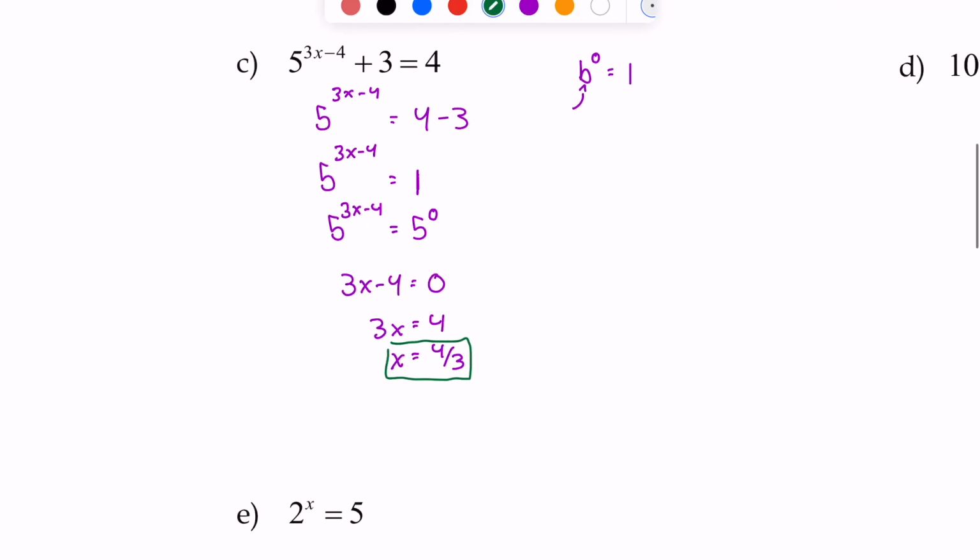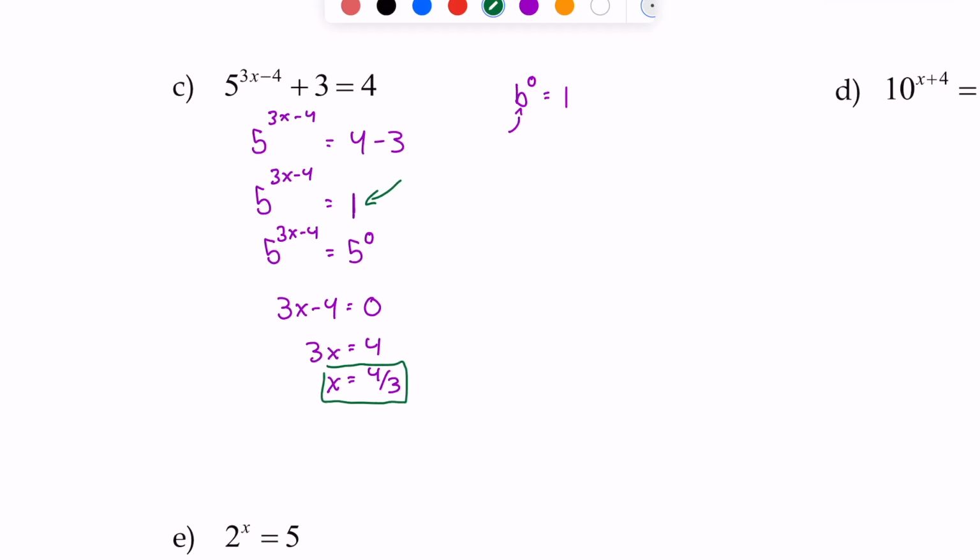Okay, this whole concept of having a 1 on one side comes up a lot, okay? Start this question. You'll see this concept of using this relationship, going from here to here. It happens quite a lot.